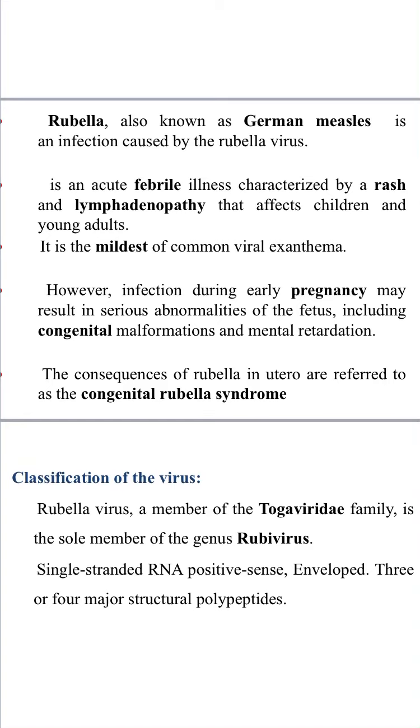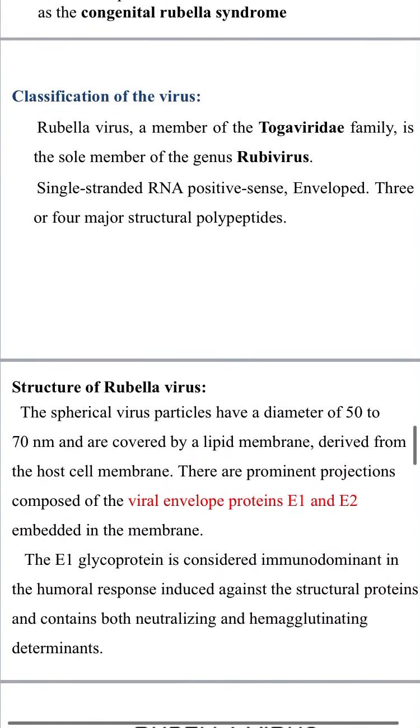Classification of the virus. Rubella virus is a member of the Togaviridae family, and is the sole member of the genus Rubivirus. It is a positive-sense single-stranded RNA virus. This virus has an envelope and consists of 3 or 4 major structural polypeptides.